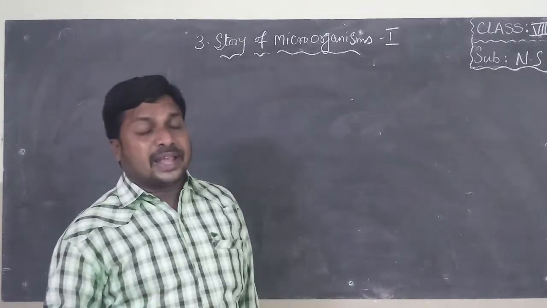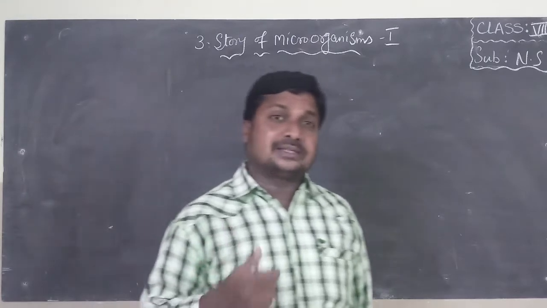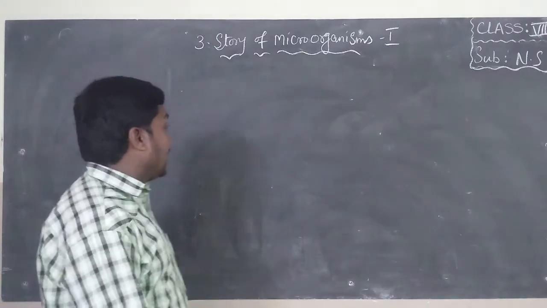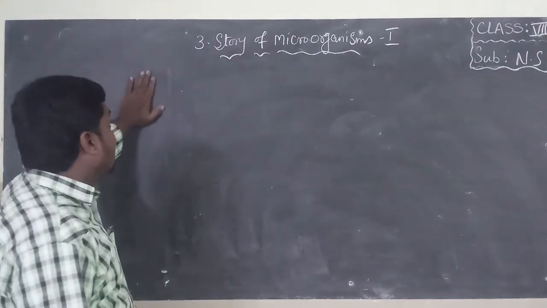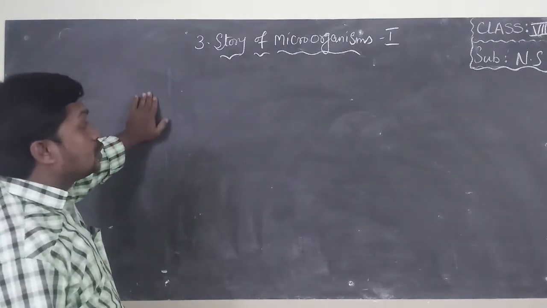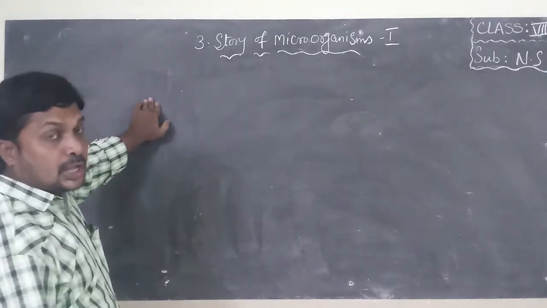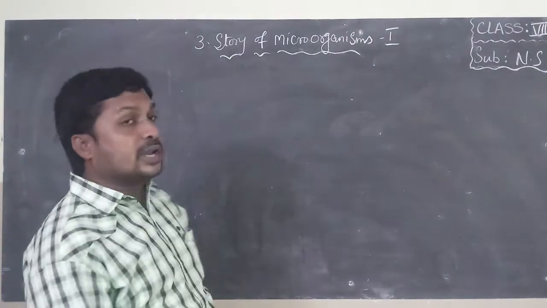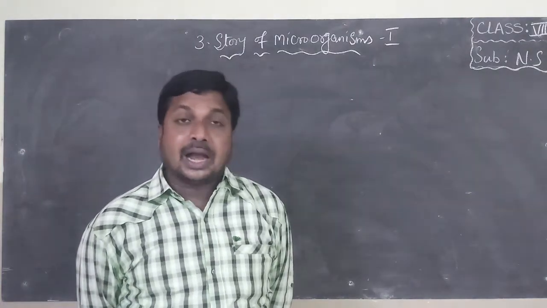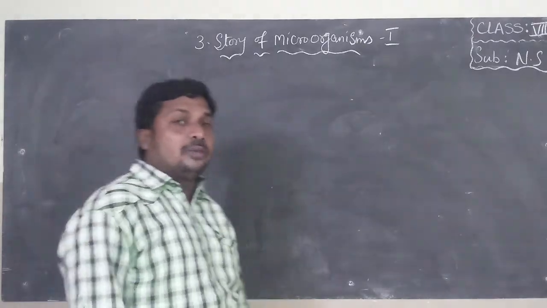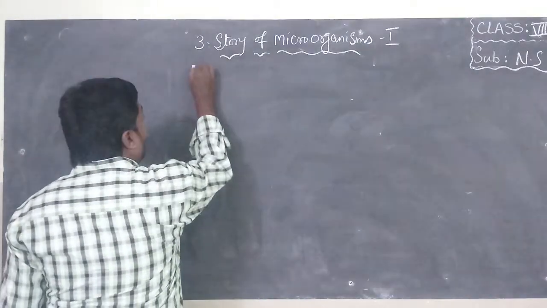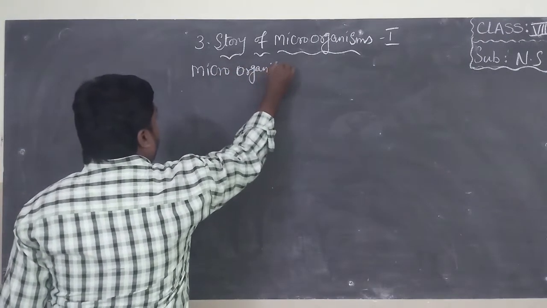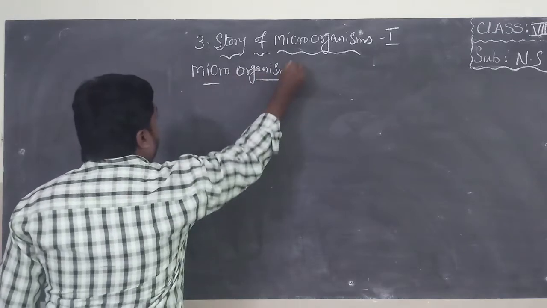And also I explained how to draw the diagram of plant and animal cells in the previous class. Okay. Now I will start the third lesson in 8th class in this subject, that is Story of Microorganisms. If you observe this topic, you can find two parts in the third lesson: Story of Microorganisms part 1 and part 2. First of all, I will explain what microorganisms are.